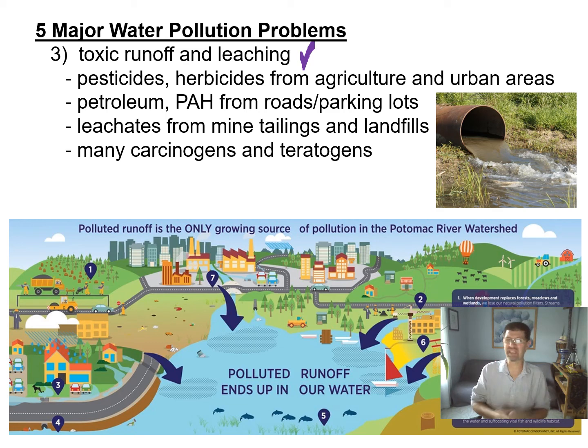That's basically when your car drips oil from your crankcase and the rain falls on it and it goes down into the grating. Those are the nasty chemicals that are traveling with it from roads, from parking lots, leachates from mining, from landfills. Lots of carcinogens, lots of teratogens. Those are the chemicals that influence early development that cause birth defects. And so a lot of big concerns here.